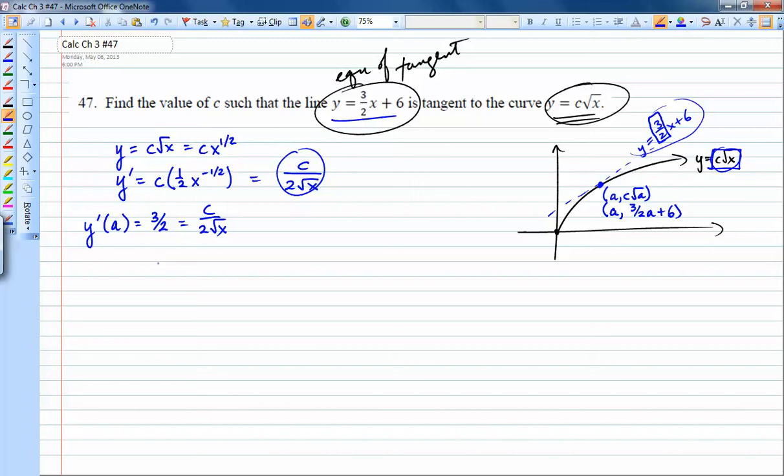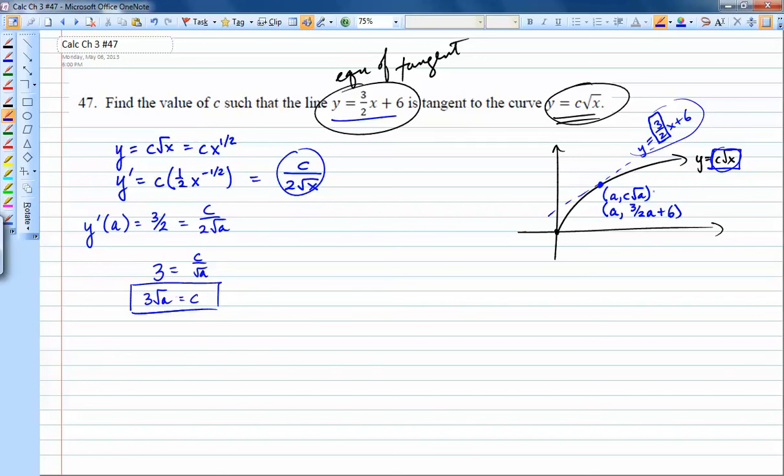And then I can simplify this a little bit. If I multiply both sides by 2, I get 3 equals c over root x. And then if I multiply the root x over, I get c. So now I know c is 3 root x. Actually, I didn't plug in a. These are a's, not x's now. So a here, a there. So 3 root a equals c. Okay, so what can we do with that? 3 root a is c.